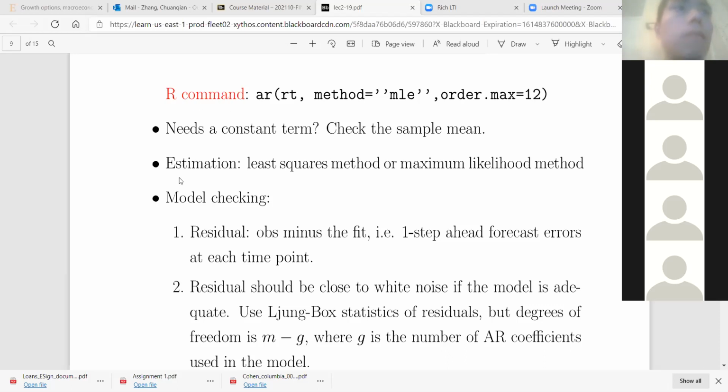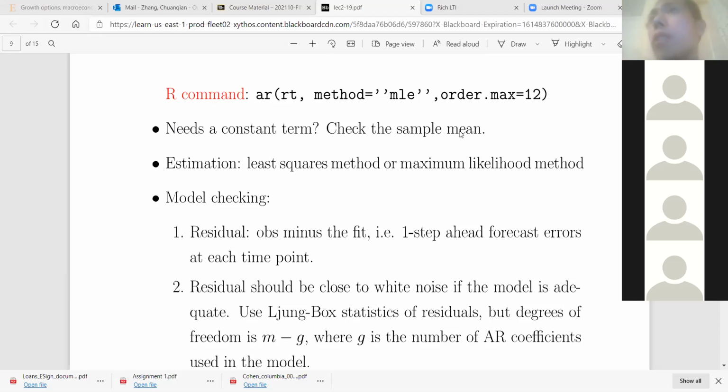Okay, there's several points we want to look into, which are very important, I think. First one, do you need a constant term? Check the sample means. Remember, for the AR1 model, we have two estimates. One is phi0, which is a constant. The other is phi1, which is the coefficient of the lagged term.